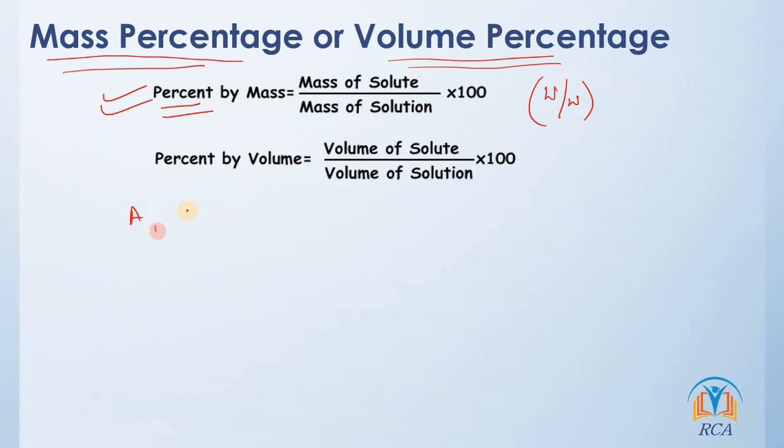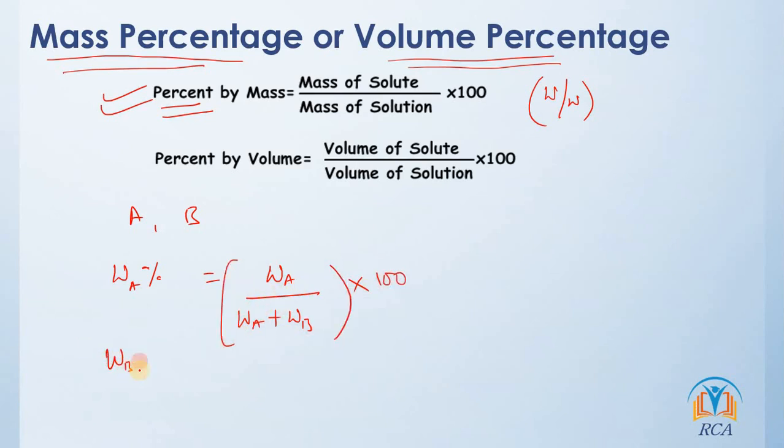That means if we have two components A and B, then the mass percentage of A, WA%, for example, will be given by what? Mass of solute. Let's say WA is the solute, and with respect to the mass of solution, what is going to be the mass of solution? The total mass of A plus mass of B, which is weight of A plus weight of B, and that will be multiplied by 100, and that will give you the mass percentage of A. Similarly, we can also find out the mass percentage of B in this case, which is going to be WB over WA plus WB into 100.